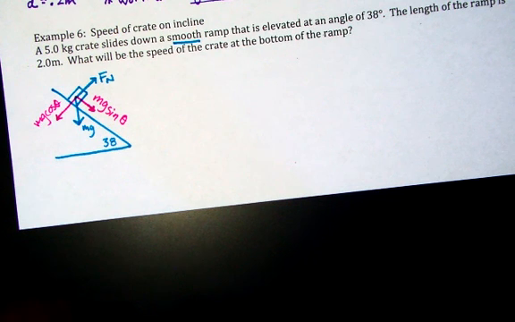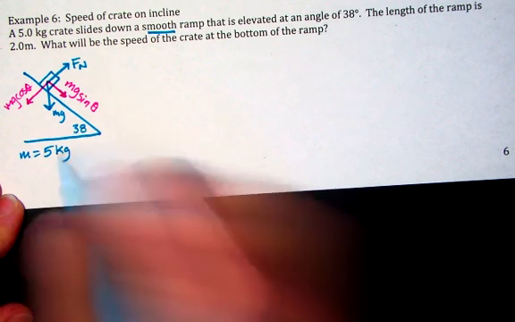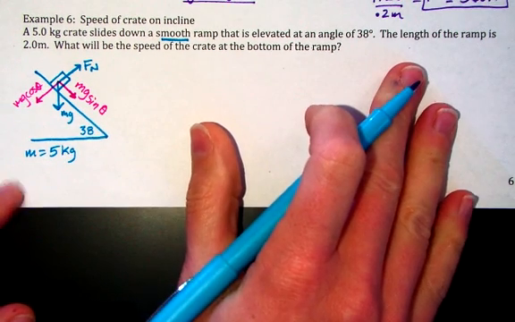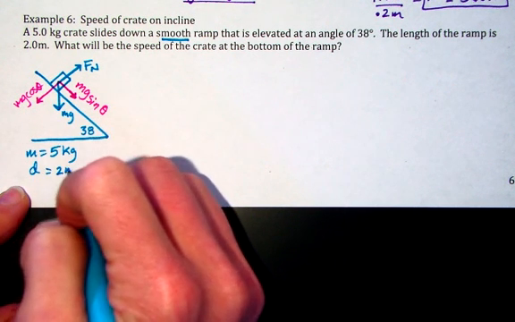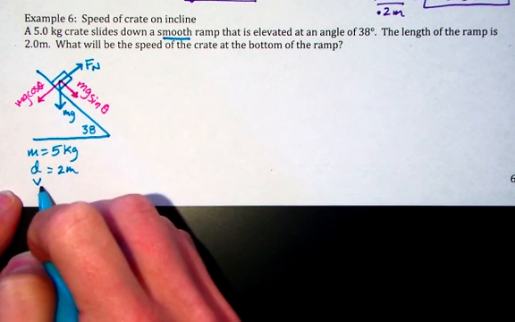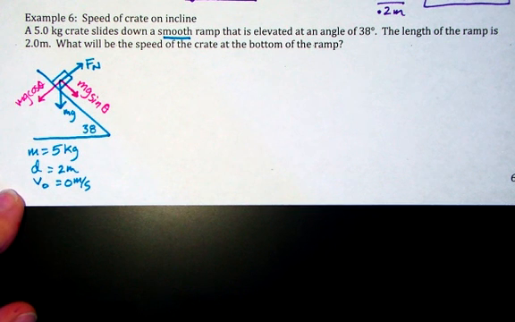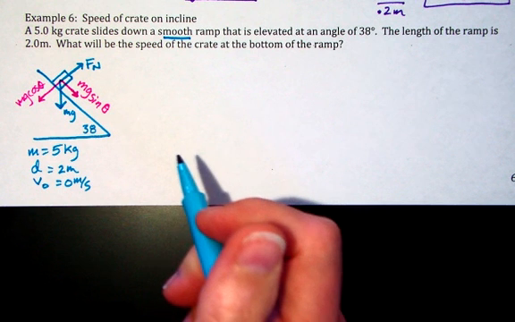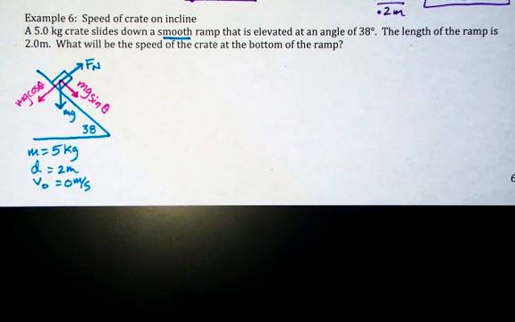All right, so we know mass is 5 kilograms. We know the displacement down the incline is 2 meters. And what would our initial velocity be? 0 meters per second. And then we let go. It starts sliding for 2 meters, and what are we looking for? That final velocity.